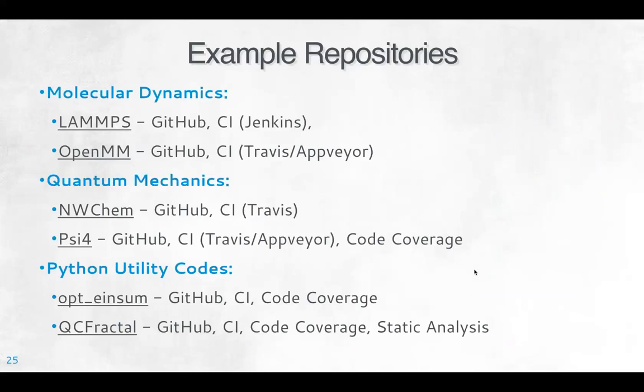And I wanted to point out 2 additional Python utility codes. If you have things that are in pure Python, it's usually a little bit easier to go a bit farther in terms of code coverage and static analysis. So if you want to look into examples that try to cover everything that we touched on, this opt-Einstein package for tensor order contraction and QCFractal for large-scale quantum chemistry databases are 2 tools to look into to see how they apply these practices.